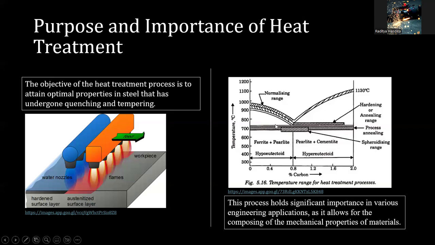So this is the phase diagram. This can be the parameter of the temperature, so engineers can customize unique mechanical properties based on this temperature and the carbon content of the material.